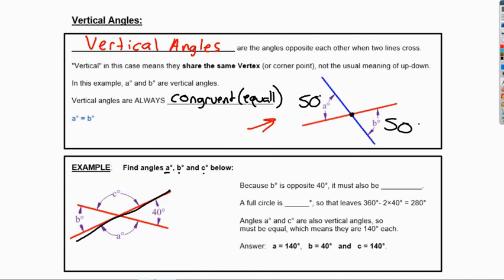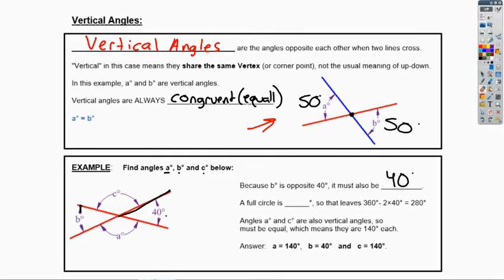So I know, first off, that if this angle right here is 40, the one on the exact opposite side, angle B right here, must also be 40 because it's a vertical angle. So if this one's 40, the one on the opposite side is also 40 degrees because they're vertical angles. But based on what we know of supplementary angles, I could find out what the other measures are. And here's what I want to show you.